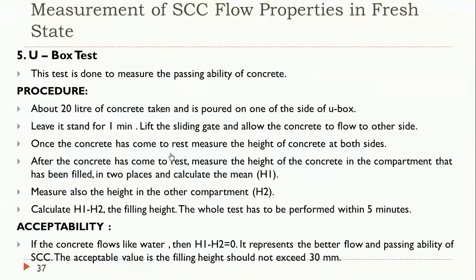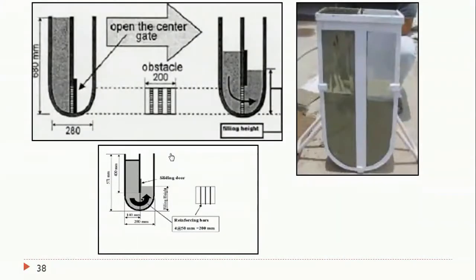So the U-box test, the last one remaining, also measures the passing ability of the concrete. Just like the L-box and J-ring, it measures the passing ability of the self-compacting concrete. This apparatus consists of a vessel that is divided by a middle wall. It has a U shape, just like a V funnel. You can see the diagram there. It is a U-shaped box.